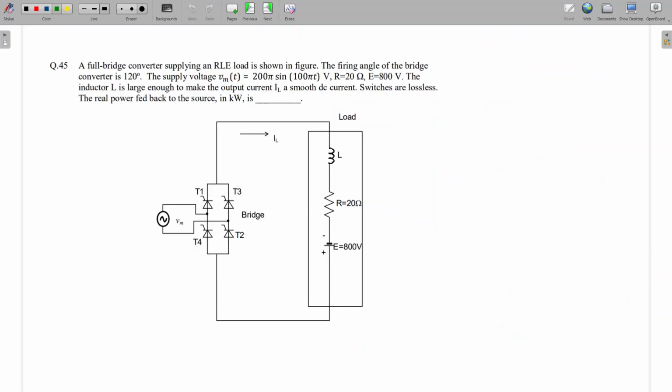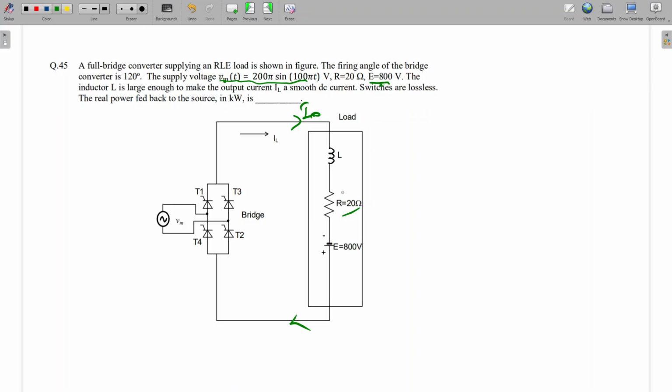This is, I think, a recent question asked in GATE. So how can we approach this question? A full bridge rectifier circuit is given. Alpha is 120 degree, and the source voltage is already given. R is 20 and E is 800 volt. Here also the current is ripple free. So we have to calculate the power fed back to the source, in kilowatt.